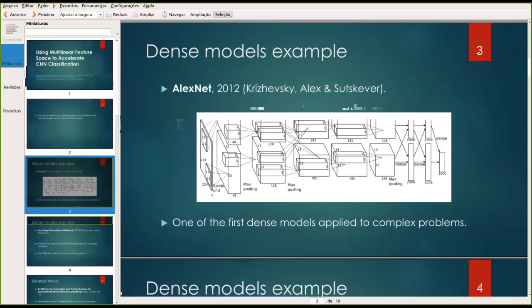Let's start with two examples of dense architectures. The first is called AlexNet. In the original paper, the authors related the necessity of using two GPU units to accelerate the training process. As we can see, this model is deep, with many convolutional and fully connected layers.